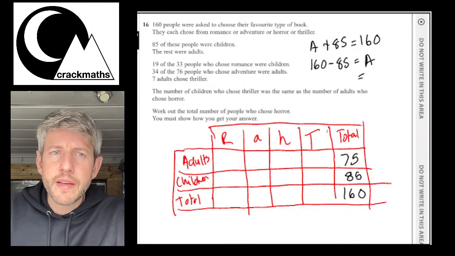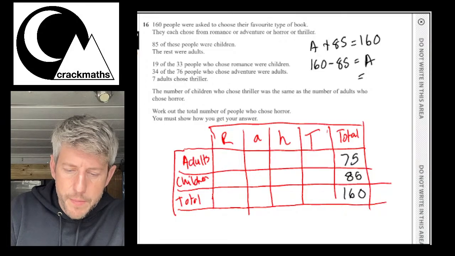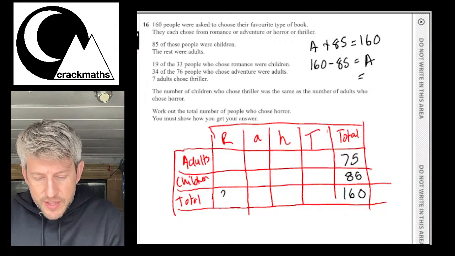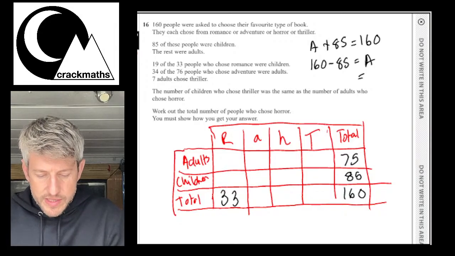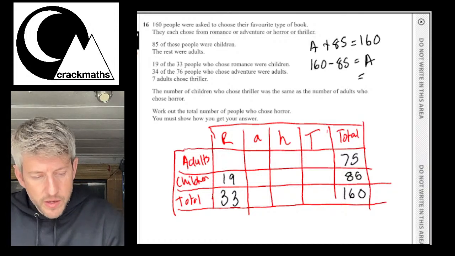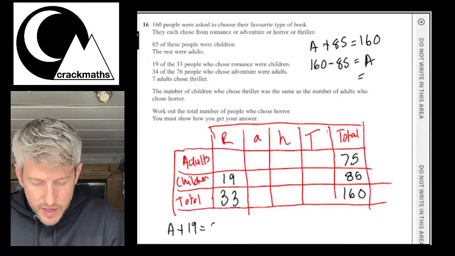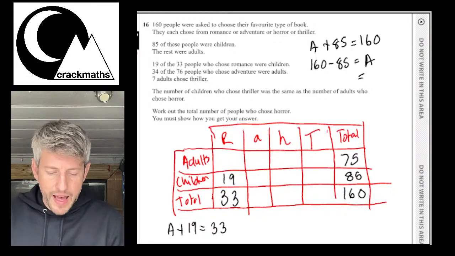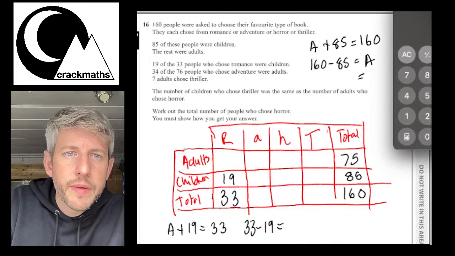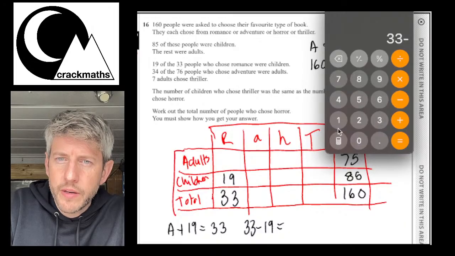Right, now, let me just move that. What have we got next? 19 of the 33 people who chose romance were children, okay? So romance, we know that there's 33 people that chose it, because that's what it says. 19 were children. And again, we've got the similar situation here. So we know that the adults, add the 19 equals 33. So in order to find out the adults, we do 33 take away 19. Okay, so let me get my calculator back. So we've got 33 take away 19.